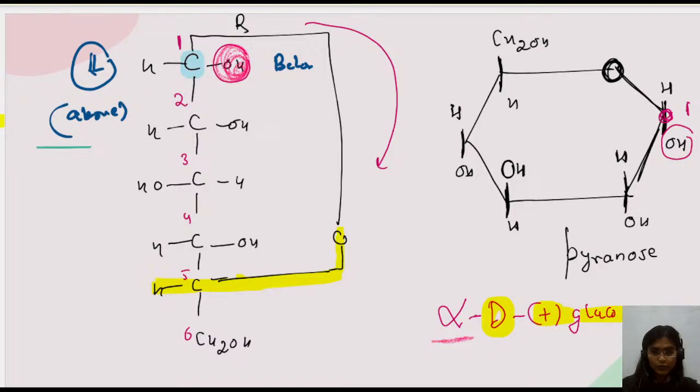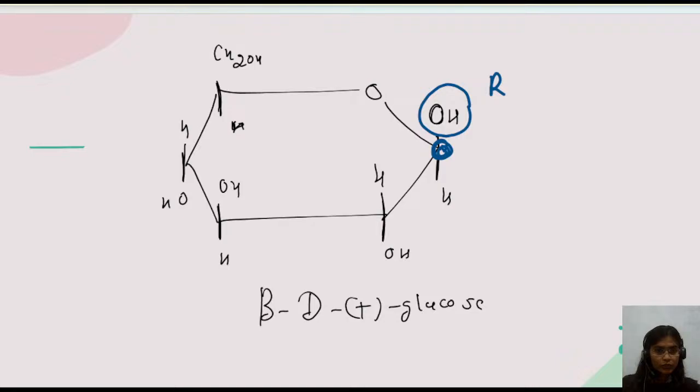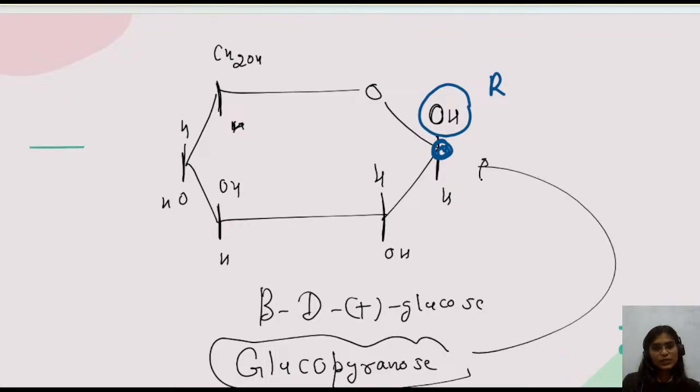Okay, so if we are using a name here, this is also known as, sometimes in a book, the name is glucopyranose. Be noted, they are just referring to this kind of structure, the pyranose structure. So this is all for the pyranose structure of glucose.